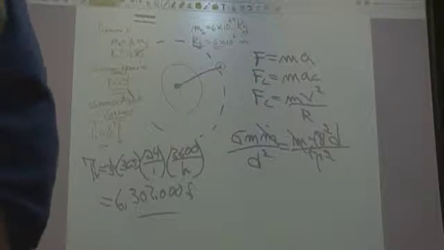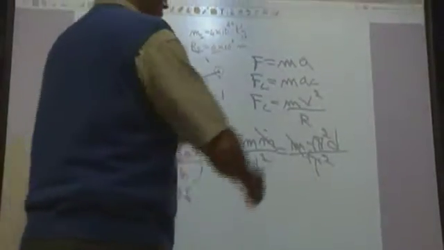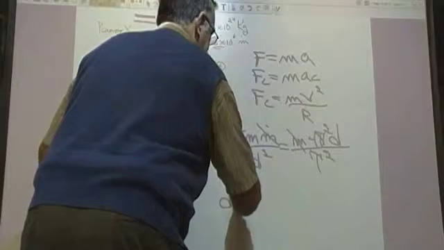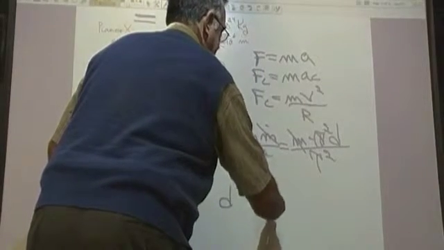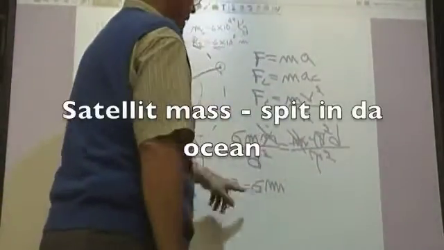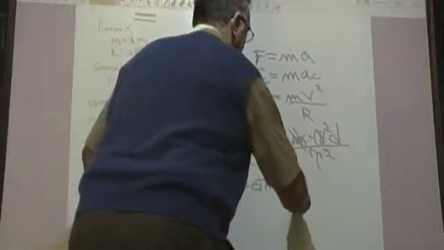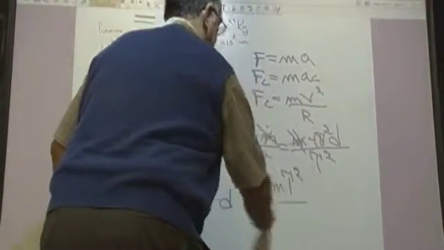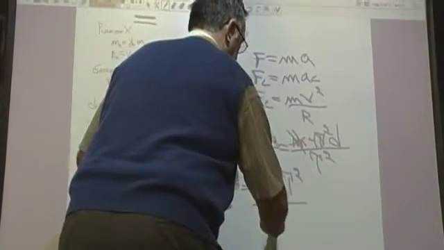So we're looking for d. Cross multiplying, I see d cubed equals G, which is the universal constant, times the mass of the planet, this mass we canceled here was the mass of the satellite, so GM times tau squared divided by 4 pi squared.